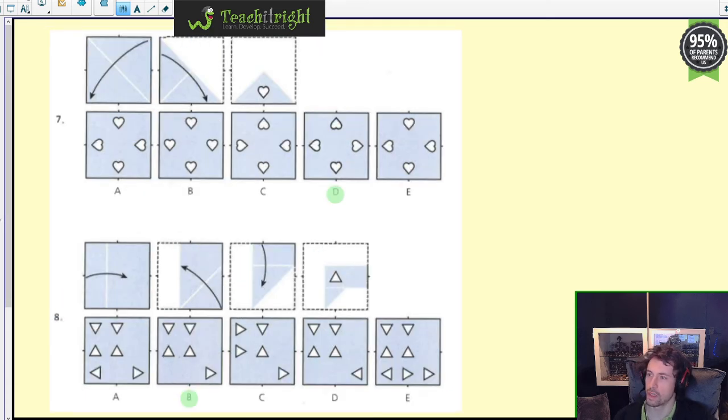Number 7. This fold first, making it look like this, pointing that direction. And then these two folds, making it point out again. Making it match with D.